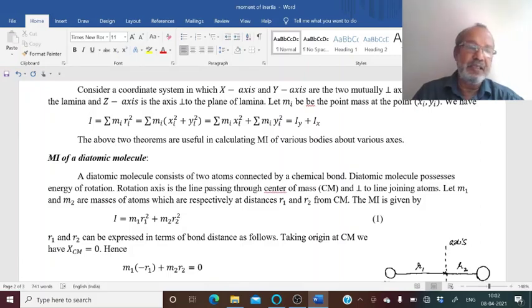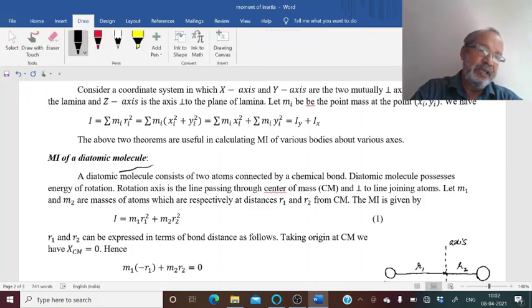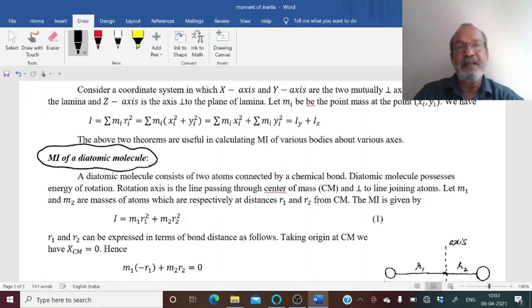Today I will discuss the moment of inertia of a diatomic molecule. This study is very important because we will come to know more about various properties of diatomic molecules. Actually, diatomic molecules rotate about an axis passing through the center of mass and perpendicular to the line joining the atoms. We know that a diatomic molecule contains two atoms.